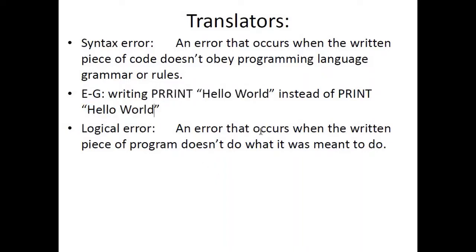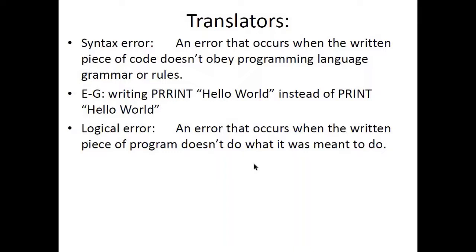A logical error is an error that occurs when the written piece of program doesn't do what it was meant to do. For example, you wrote a program for addition which is supposed to take two numbers as input and then add them together. By mistake, when writing the program, instead of writing the formula as number 1 plus number 2, you mistakenly wrote it as number 1 minus number 2, and then when you run the program, you enter, let's suppose, 5 and 3.